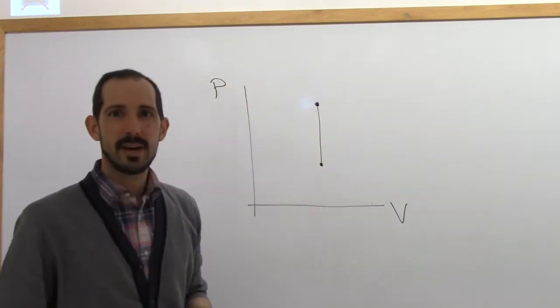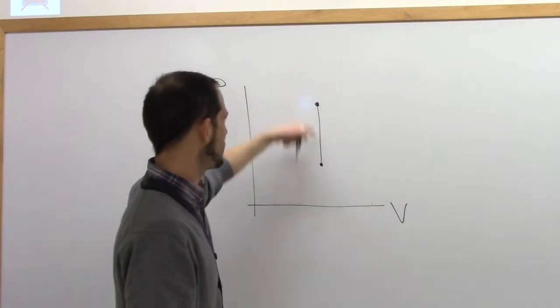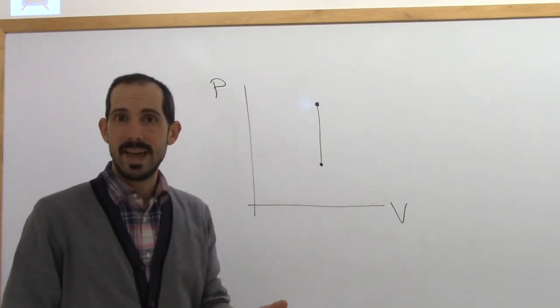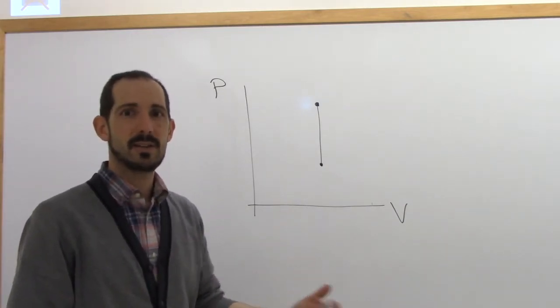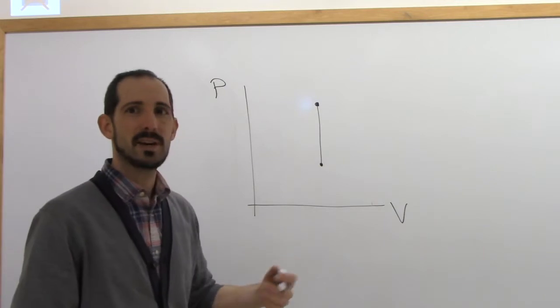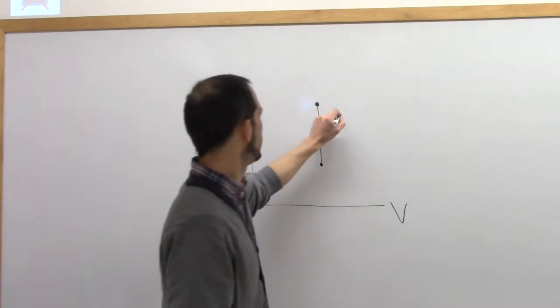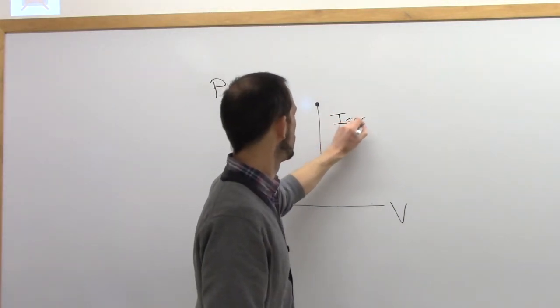So there is no area under this graph. The area is 0 because it's a vertical line. But there is still energy. There is still an energy exchange happening in terms of heat. So it's not like no work is being done, but no mechanical work is being done. And this is an isochoric process.